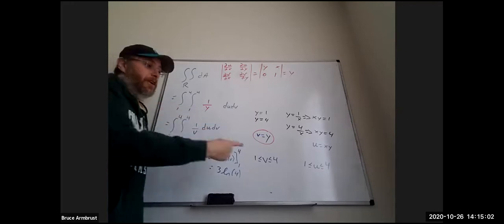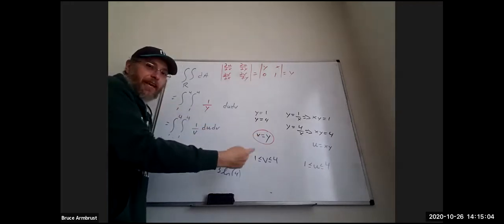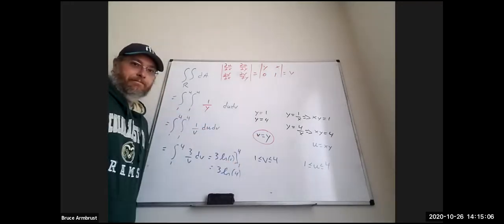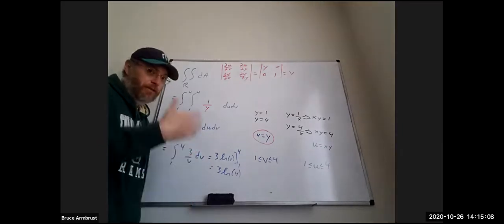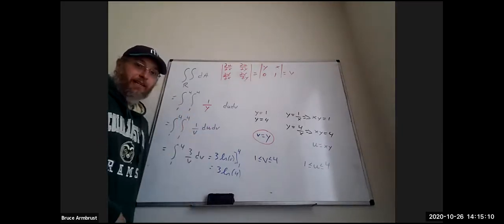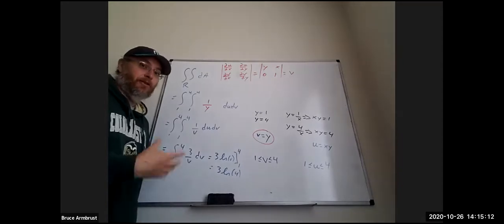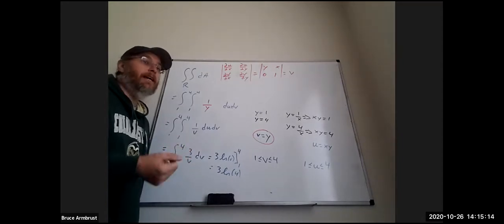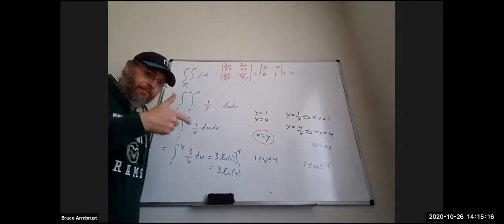So remember this trick: you don't actually have to solve for x and y. You can just do it with the partials of u with respect to x and y, and then take the reciprocal.